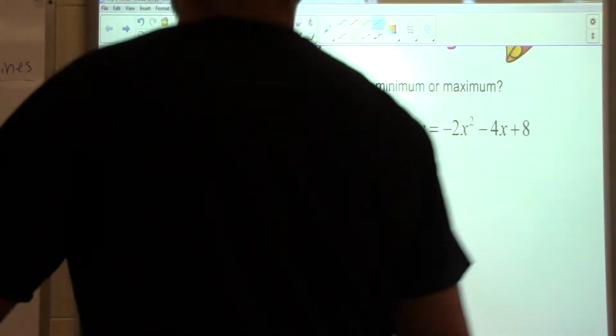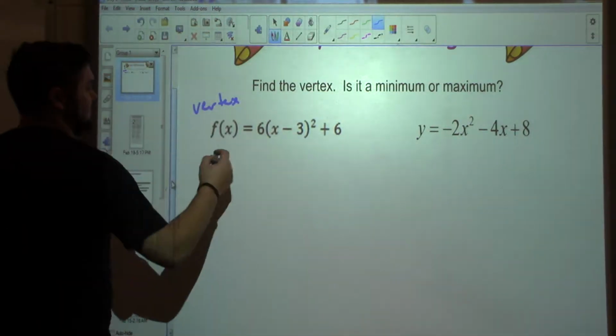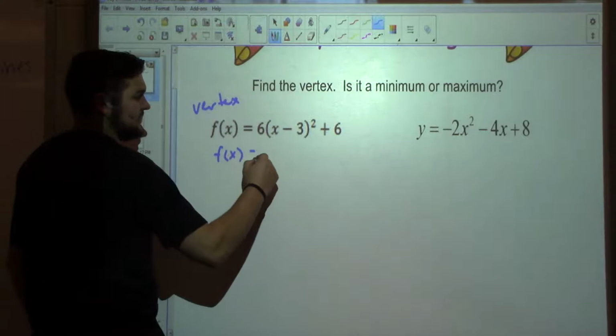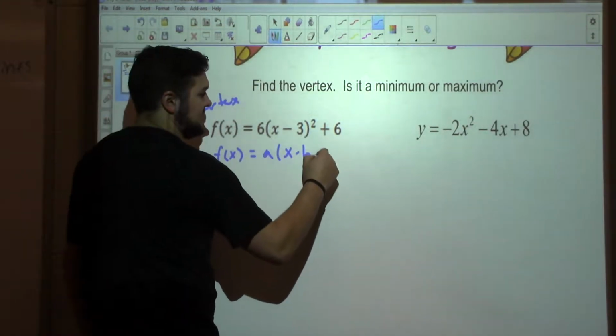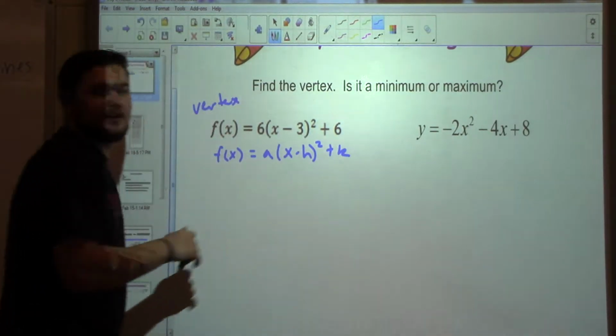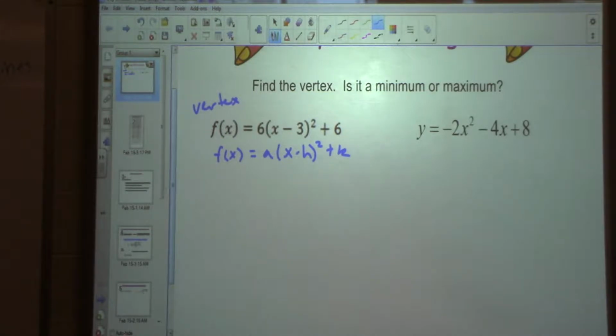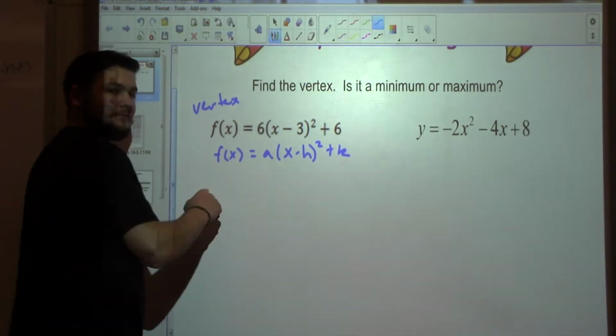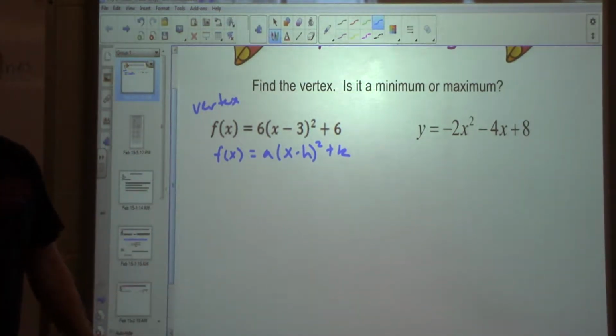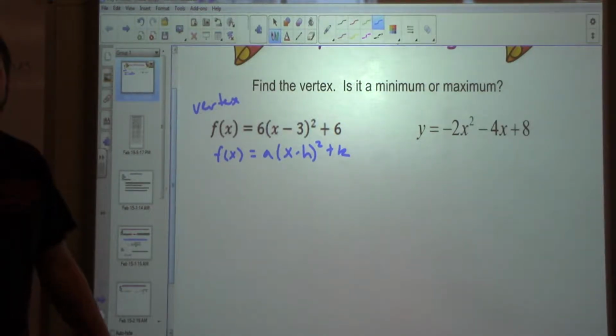Alright, we're live. Vertex form for the first one, which means f of x equals a times x minus h squared plus k. That's our vertex form. We all agree? Yes. Some of you look at me like I'm crazy. No, yeah. Like Colin's looking at me like, no, I got it.